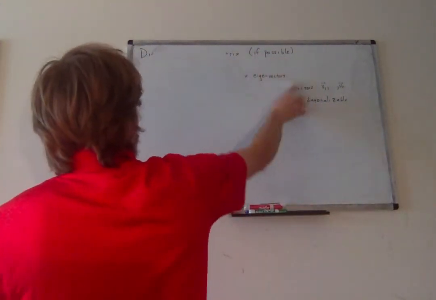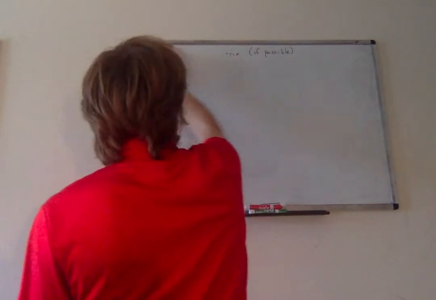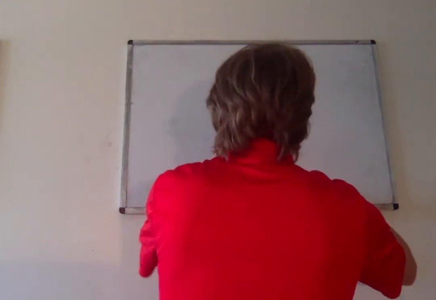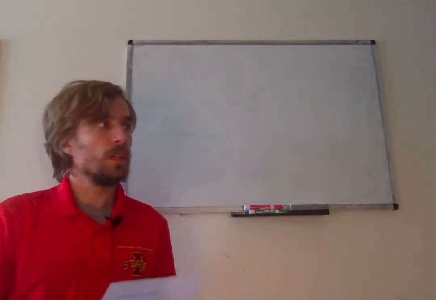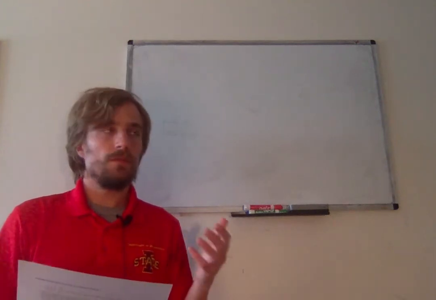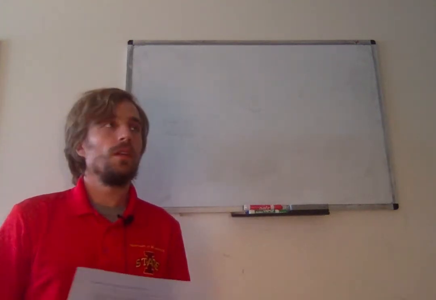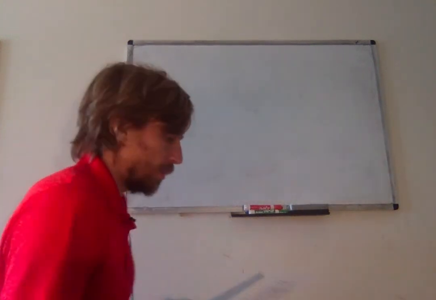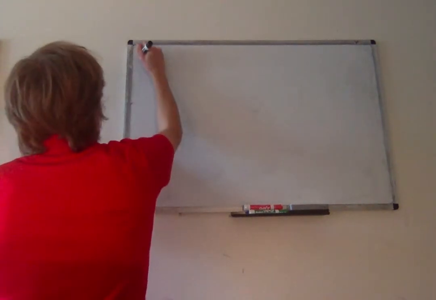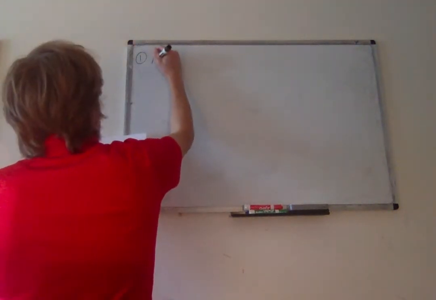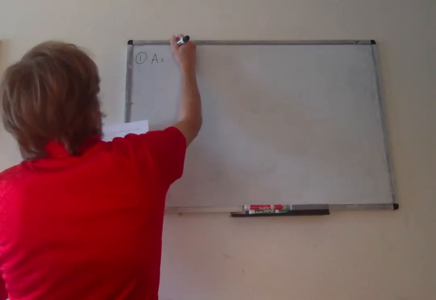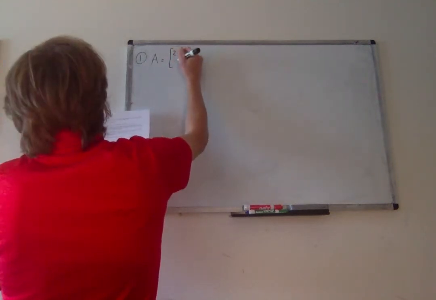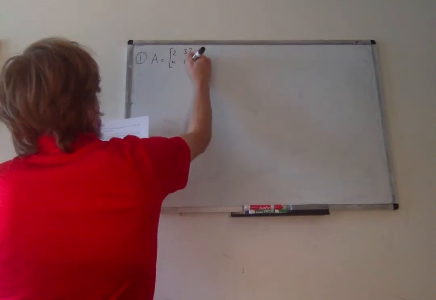I figured I'd start off with a 2x2 example. Those tend to be the easiest, and really the process is the same as you increase dimension. It just gets longer every time you add a row and a column. So first example, we want to diagonalize A if possible. We're given the following matrix: 2, 3, 4, 1.